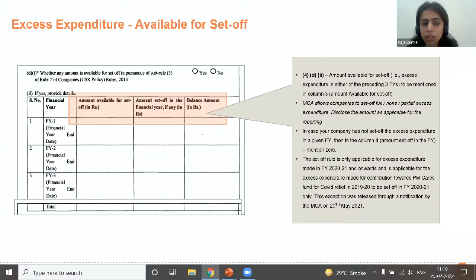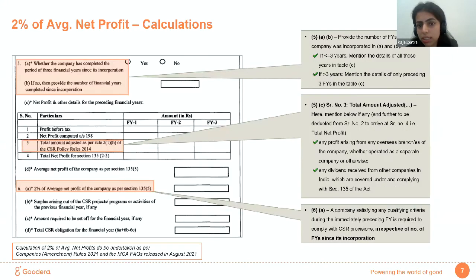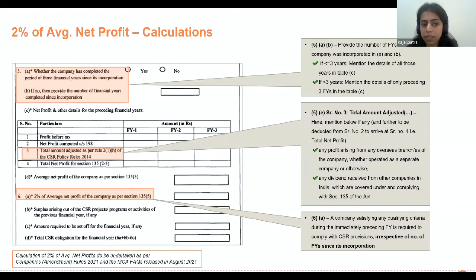So moving on to the next section, which is on 2% of average net profit calculations. Point 5 is asking for information on the calculation of average net profits of the company. It has been clarified through the amended CSR rules that the average of net profits has to be considered for calculating the obligation. So if the company is more than 3 years old, then an average of 3 years net profits would be considered. And if it is less than 3 years old, then all the years average of net profits would be considered.